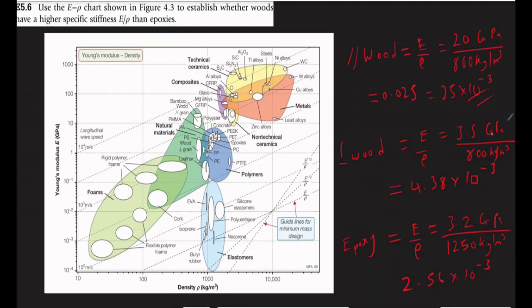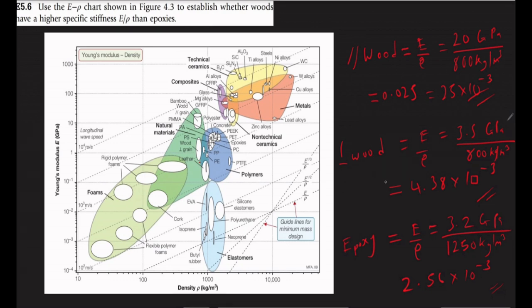So you can see between these three values that parallel grain wood has a far higher Young's modulus divided by density value when compared to perpendicular grain wood and epoxy. So parallel grain wood is so much stiffer, with higher specific stiffness compared to these two materials, but these two materials have similar values. Perpendicular grain wood still has a little bit higher than epoxy, but they are almost in the same range when compared to parallel grain wood, which has way higher specific stiffness. So this is the first way of doing this.